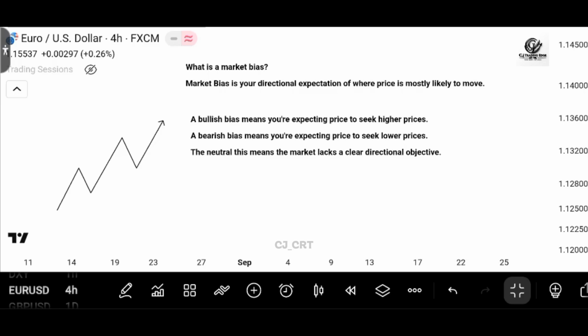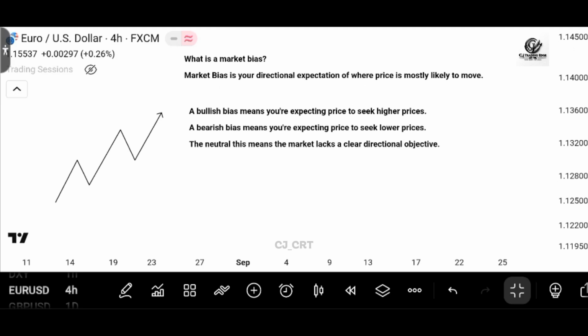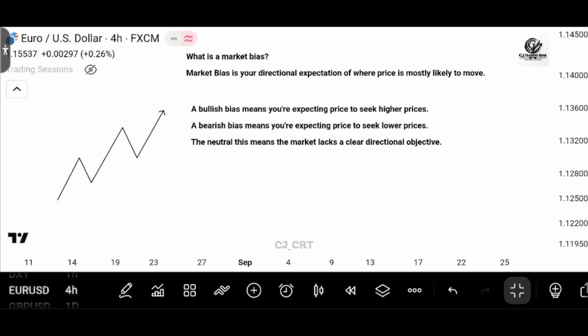One of the reasons why market bias is very important: bias filters every trading decision. I post some of my trades in my Telegram channel, on my Twitter, even on YouTube. In some of my trades, I don't take profit at the high of the CRT candle or the low of the CRT candle. Sometimes I aim for the sell side or buy side liquidity. Why? Market condition. Bias.